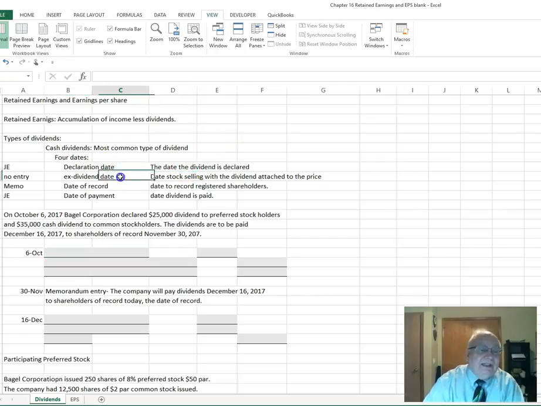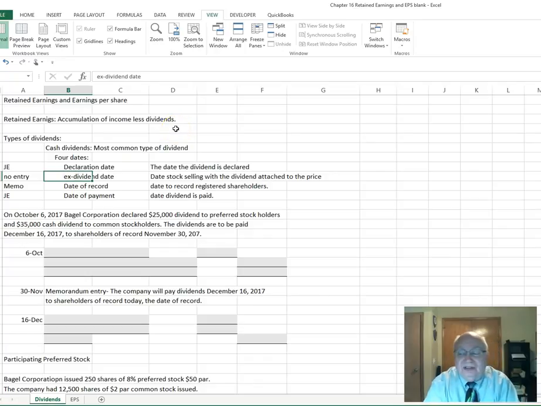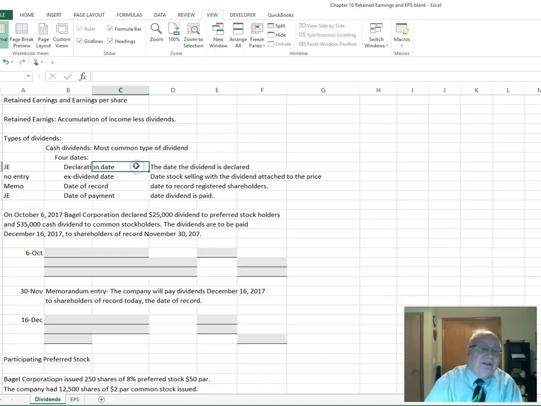Then we have the ex-dividend date. On the ex-dividend date, this is the stock before this date, after the declaration date but before the ex-dividend date, the price of the stock will basically include the dividend. There's no entry for that. After the ex-dividend date, the stock loses the dividend.